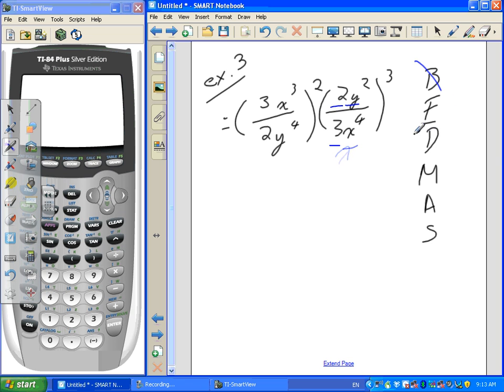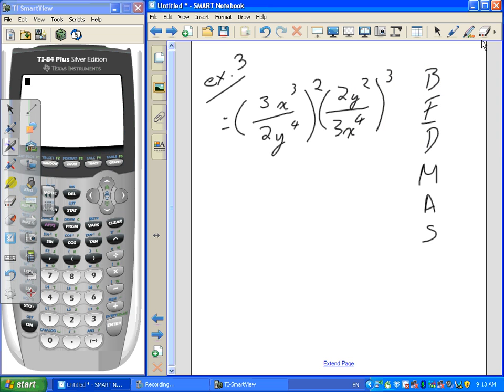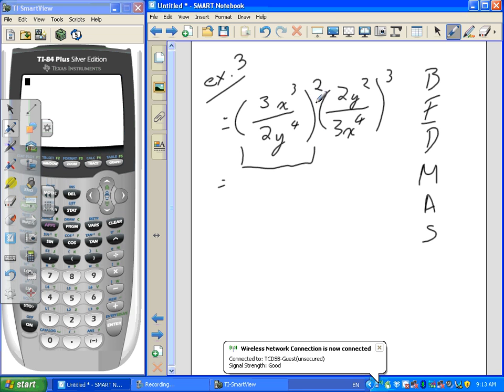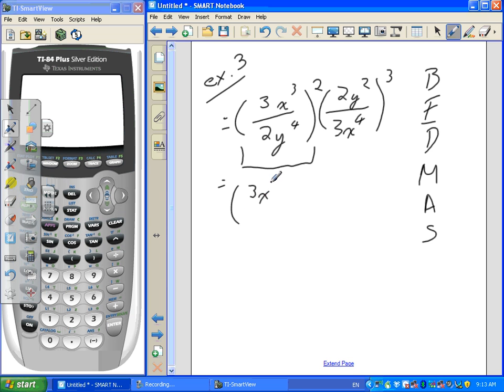Next step is exponents. It makes sense that I can do something with the exponents since we're on the exponent chapter. So I'm going to deal with just the first bracket. Technically, think of this bracket as the base once again. So this is the base to the power of 2, and I could rewrite the base twice. I could rewrite this as 3x cubed over 2y to the 4 times, oh, what happened there?